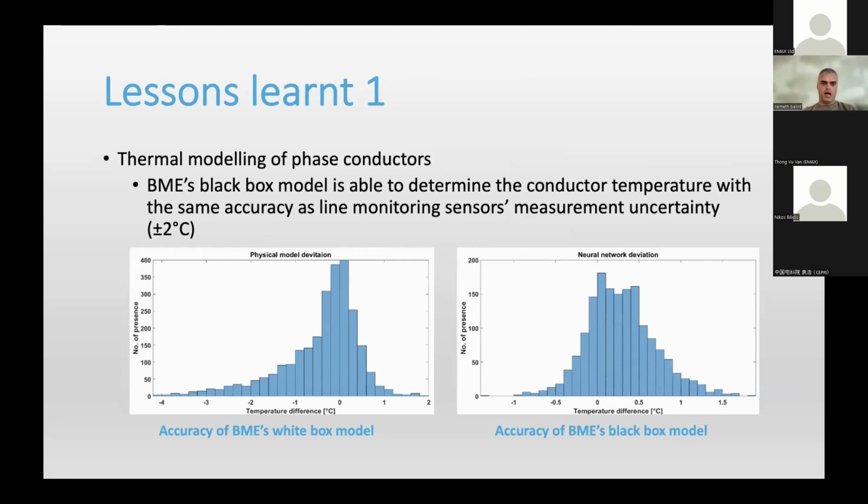Just very quickly, the black box model was able to determine the conductor temperature with the same accuracy as the line monitoring sensor measurement uncertainty, which is around ±2 Celsius. On the left-hand side, you can see the white box model. On the right-hand side, you can see the black box model, and you can see the temperature difference is pretty close, pretty much the same. If we say about a half or maximum 1 Celsius difference, or even 2, as I wrote above, which is the uncertainty of the measurement of the sensor.